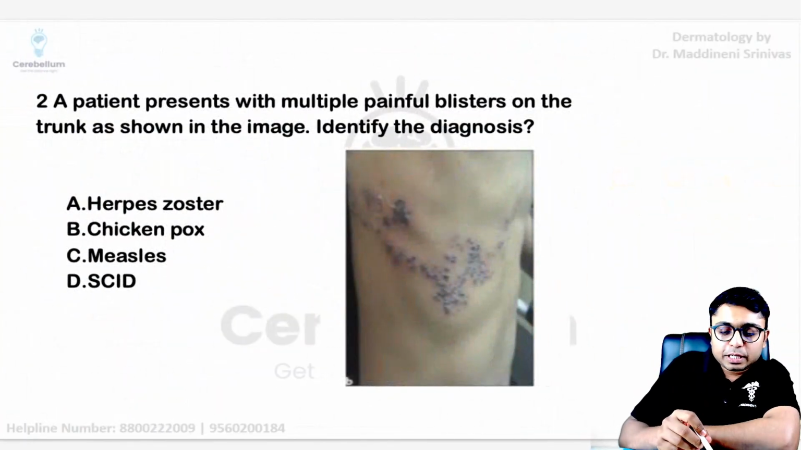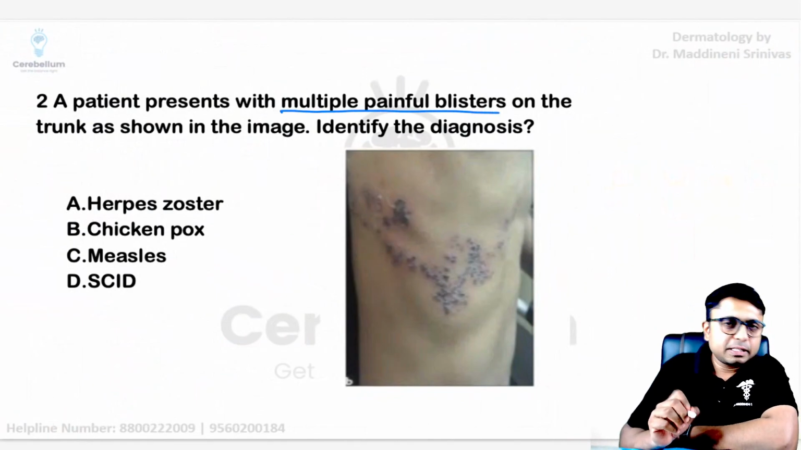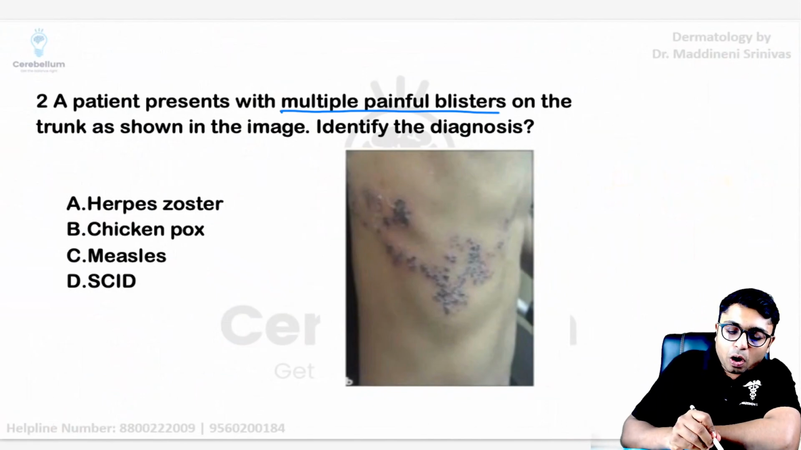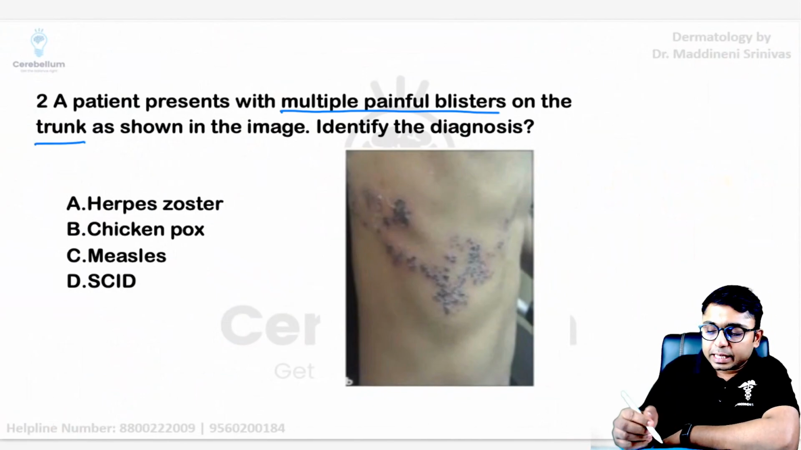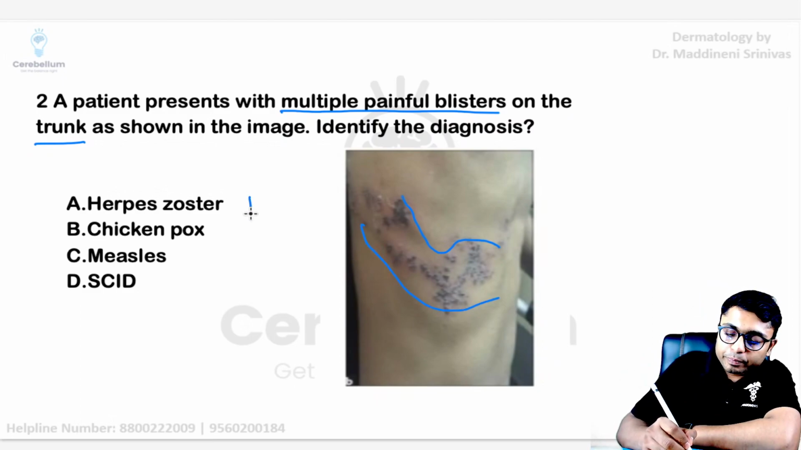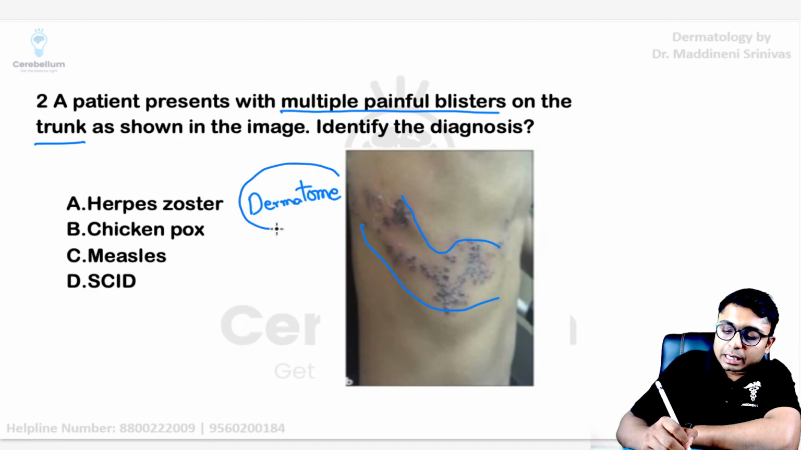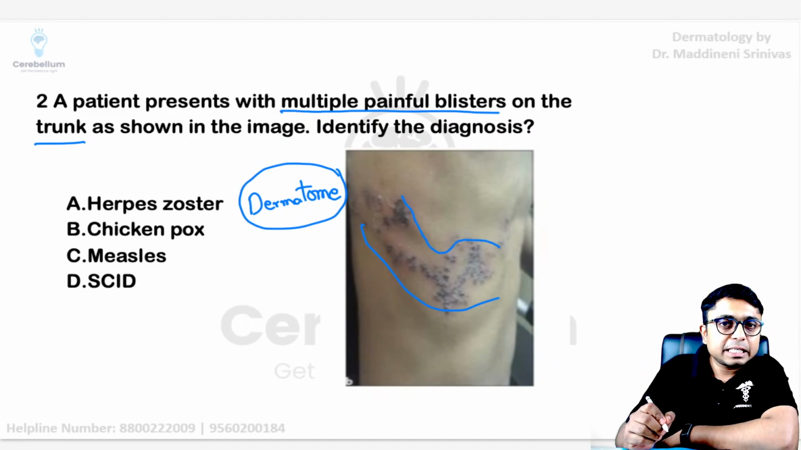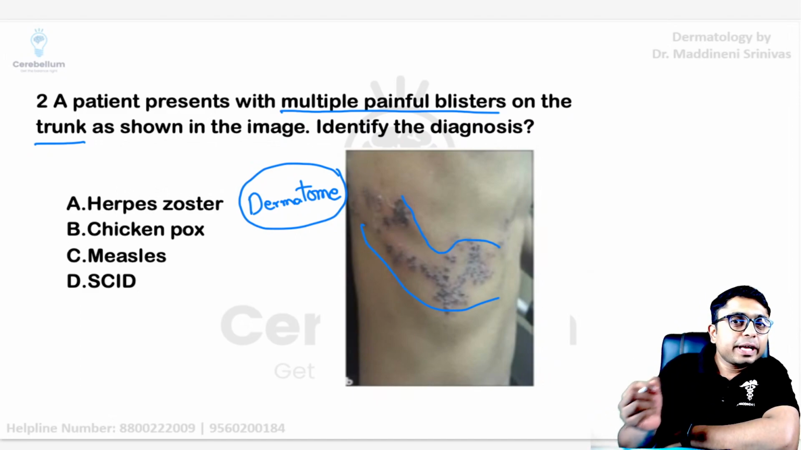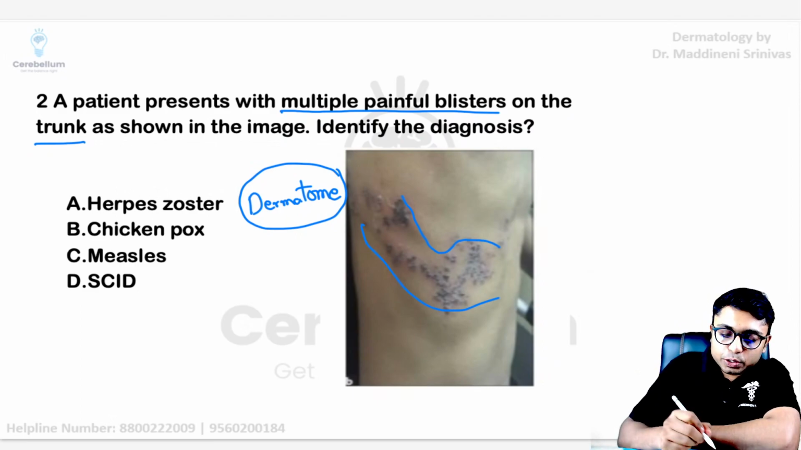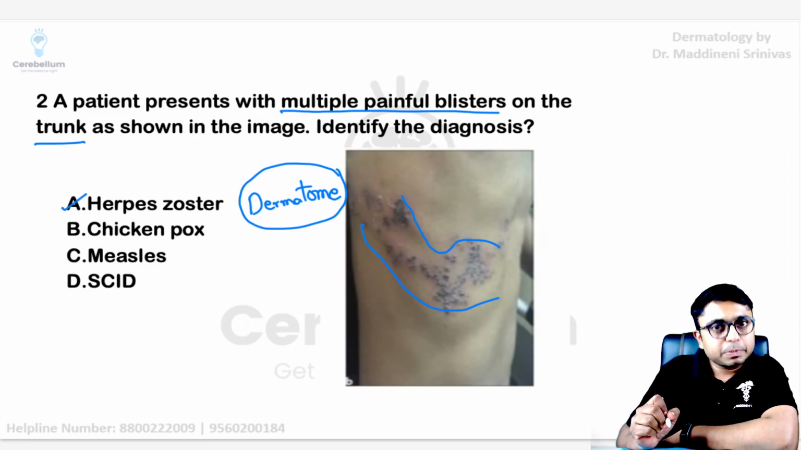So this is the next question. A patient presents with multiple painful blisters, vesicles or bullae, on the trunk as shown in the image. And in the image, if you observe carefully, how are these blisters present? They are present over an erythematous base and they are following a single dermatome. So if you get a patient clinically presenting with painful vesicles or bullae following a single dermatome, always think about herpes zoster.